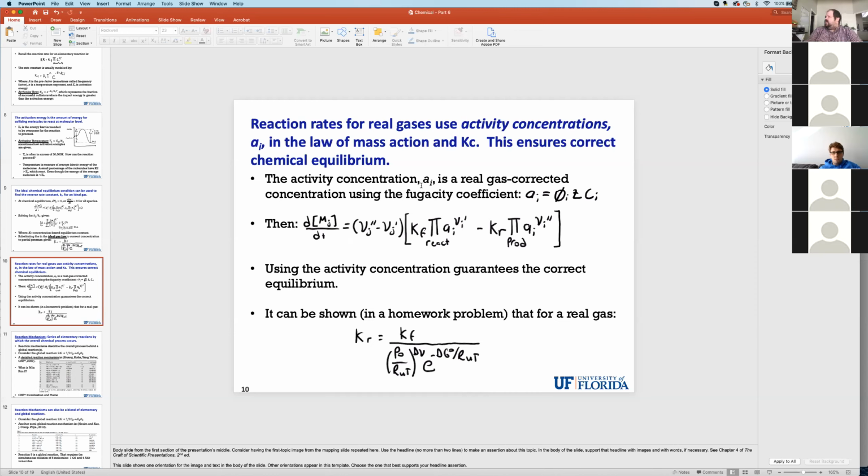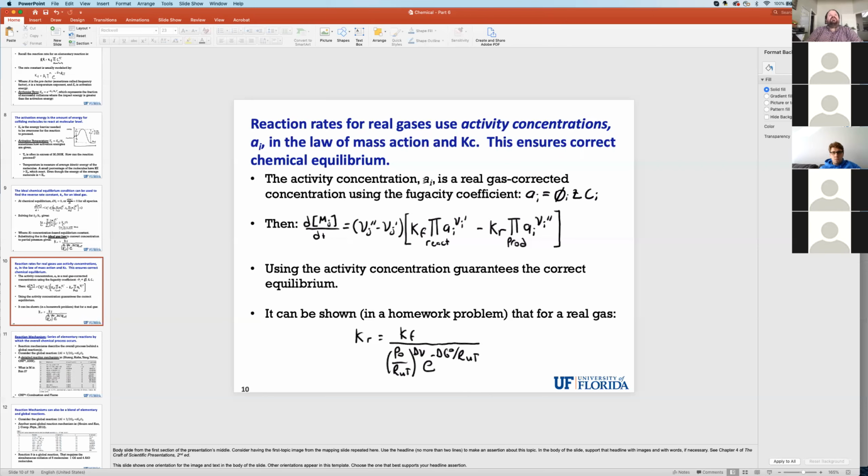And it's not their fault, this is really getting into chemical engineering thermodynamics. But yeah, that's just something to be aware of: for real gases, you need to include the activity concentration.